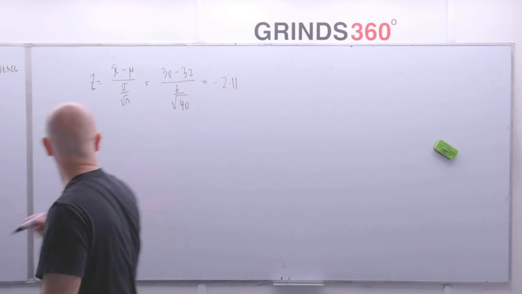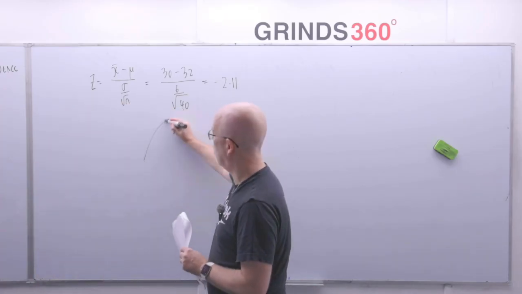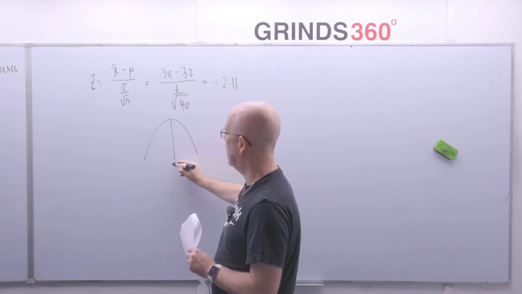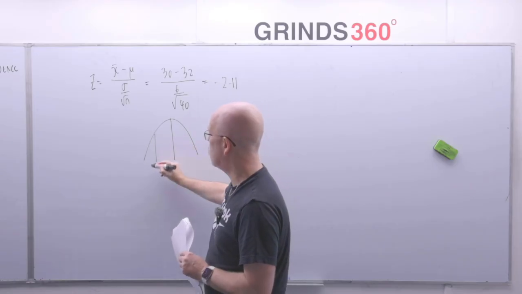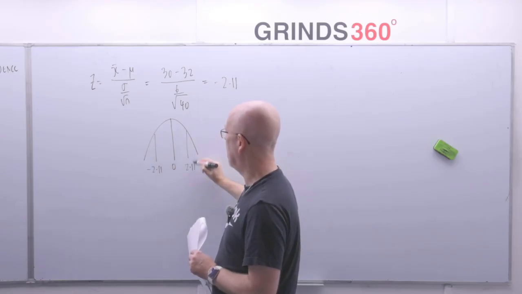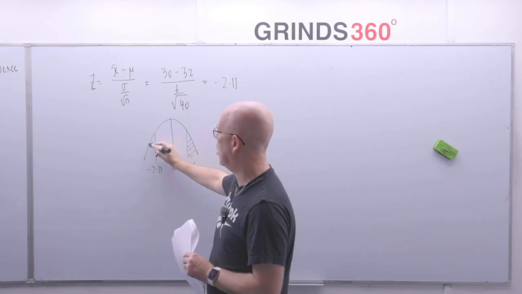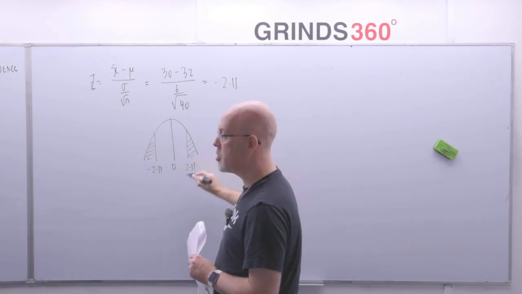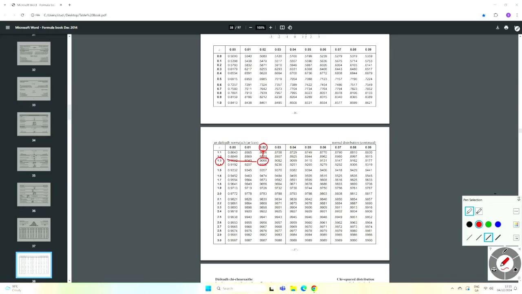So remember, what that means now is if the Z value is minus 2.11, there's my curve from page 36, 37. There's 0 there. And minus 2.11 is down here. We'll put the plus version in as well. And those 2 shaded bits there make up my p-value. So let's look up 2.11 in the tables.